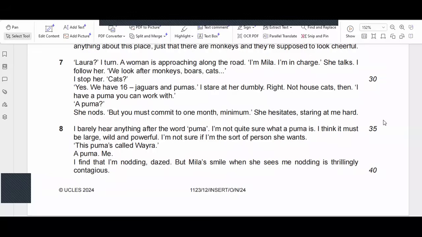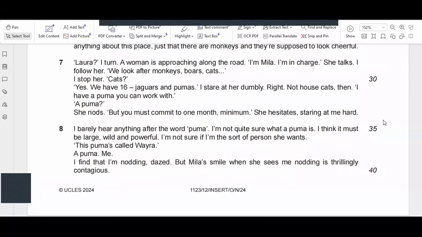The in charge confirms that with a note. Then she adds that if the narrator wants to help, she must stay for at least a month. Then she pauses and looks at the narrator very seriously, as if checking whether she could really handle it or not. After she says the name of the big creature, the narrator barely focuses on anything else.